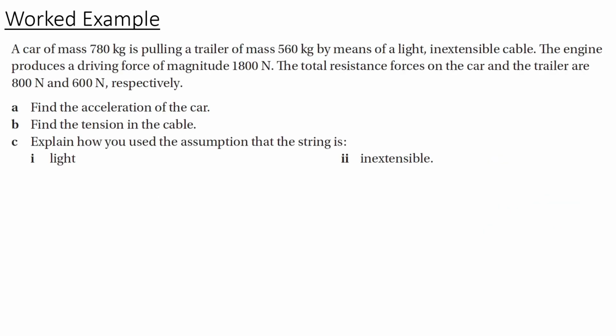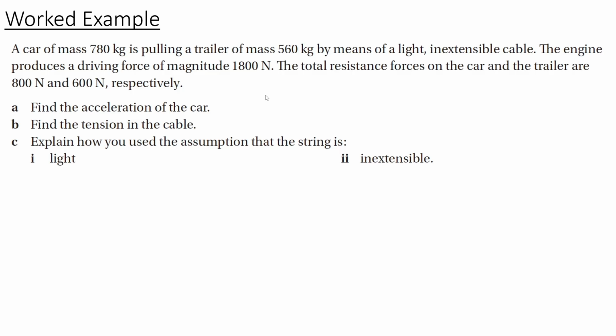So now let's have a look at a worked example. So in this question it says that a car of mass 780 kilograms is pulling a trailer of mass 560 kilograms by means of a light inextensible cable. The engine produces a driving force of magnitude 1800 newtons and the total resistance forces on the car and the trailer are 800 newtons and 600 newtons respectively. And for the first part, it's asking us to find the acceleration of the car.